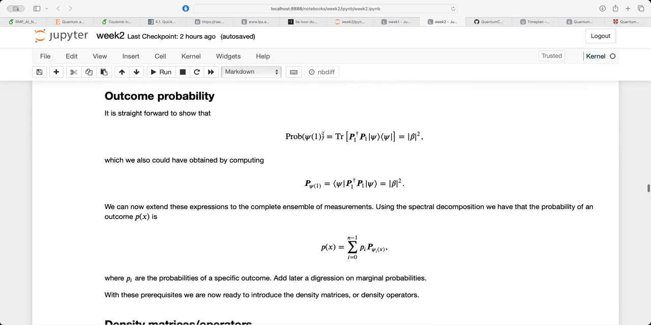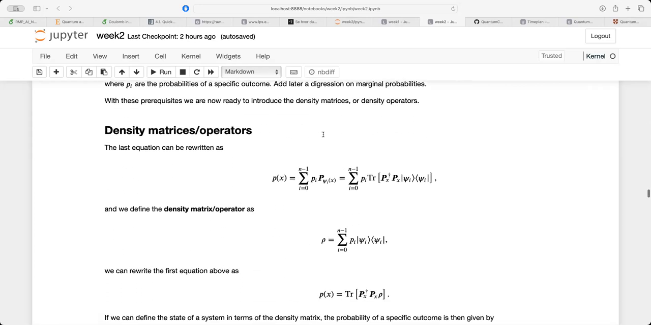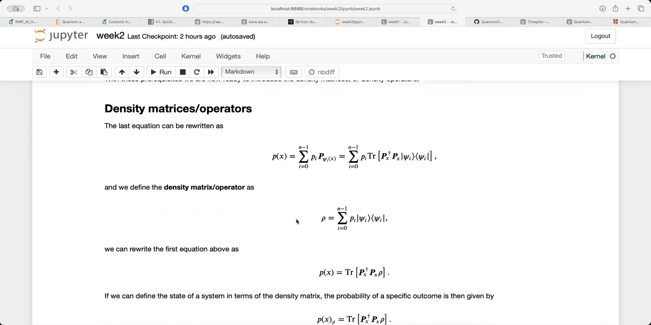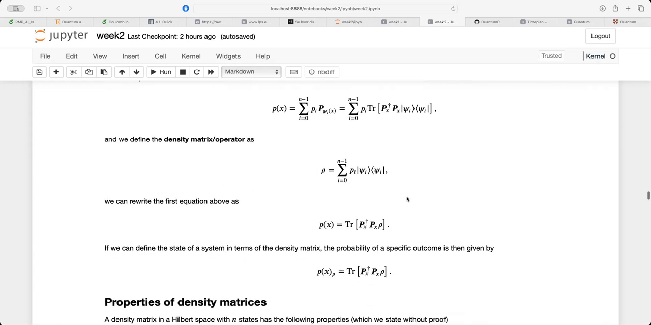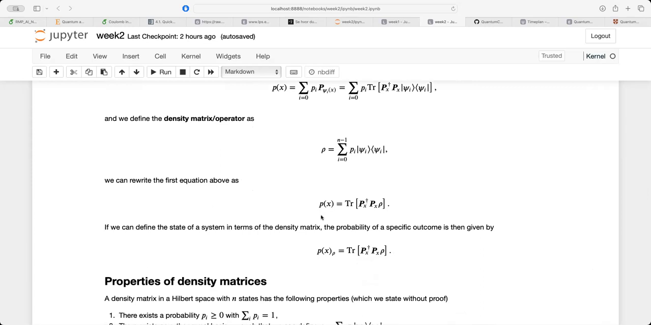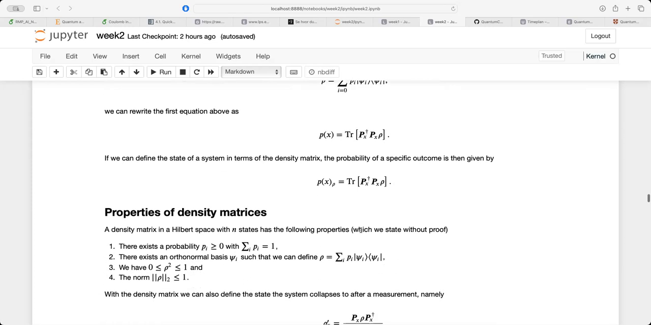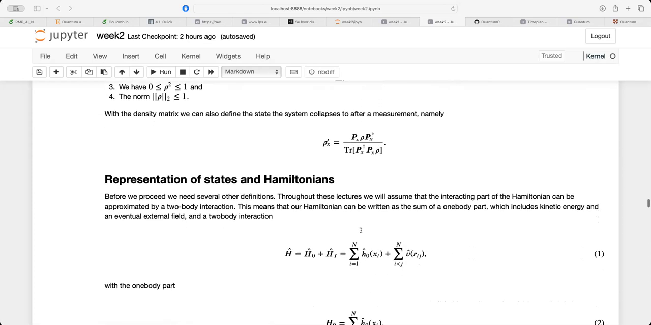There are some other definitions here. I invite you to take a look at some of these quantities because we will bring them up next week, especially the definition of the density matrix. I leave you a mini homework to take a look at these derivations and see that you agree on this definition of the probability, which can be rewritten in terms of the density matrix rho and these projection operators. There are some definitions of density matrices, and I leave that to you guys.